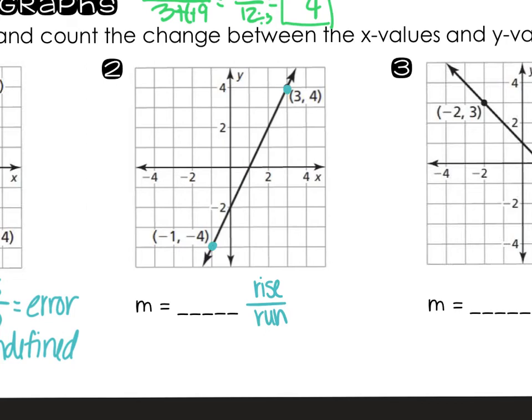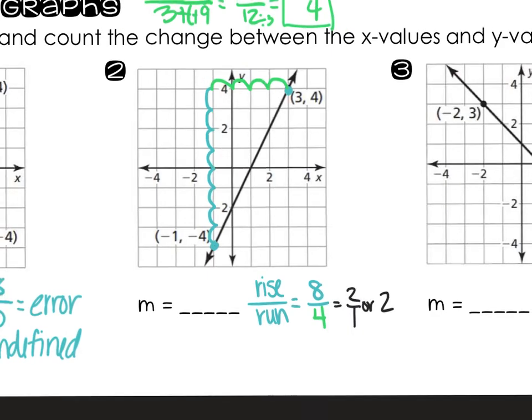So between these 2 points, I'm going to count how much it went up. So it's 1, 2, 3, 4, 5, 6, 7, 8. And if you want to put plus 8 so you don't forget, you can. And then from there, for my x, it goes over 1, 2, 3, 4. Alright, 8 over 4 simplifies to 2 over 1, or 2.